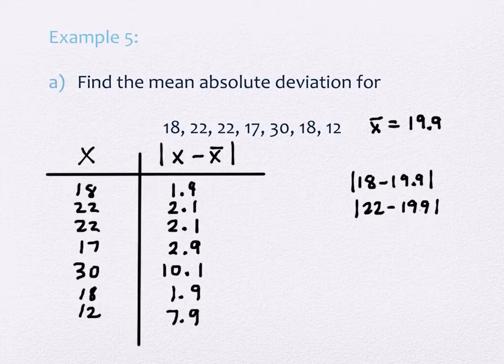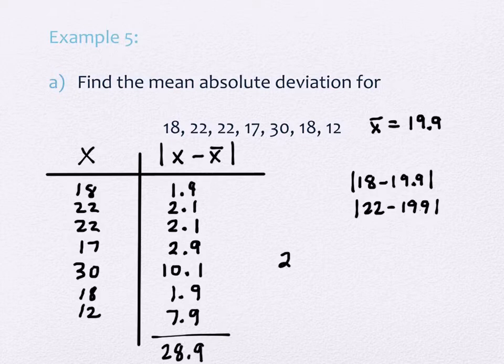Okay, so we do the column that's got the absolute value differences between the mean and our value. What we do with mean absolute deviation next is we add this column together. So your calculator can do that pretty quickly for you. 1.9, 2.1, all the way down to the 7.9. We're going to add them all together. What value do you get? Okay, 28.9 sounds good. And then what do you think I'm going to do with the 28.9?